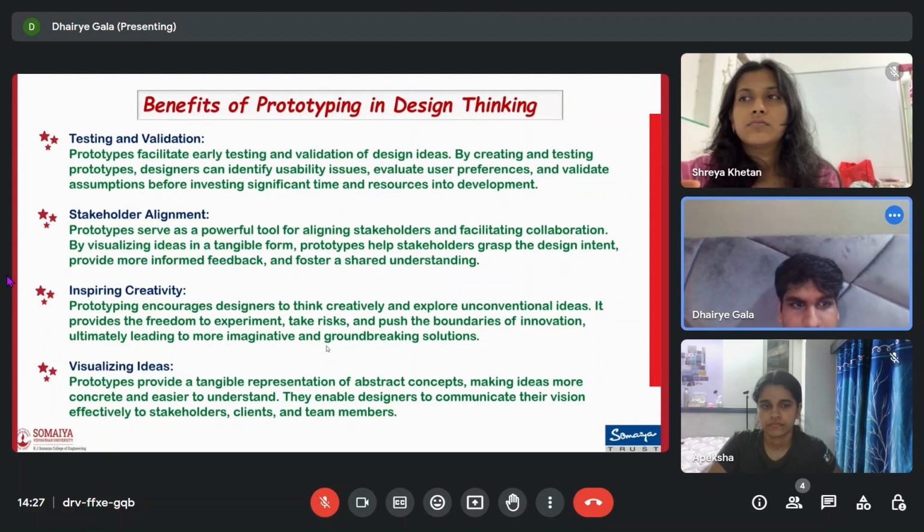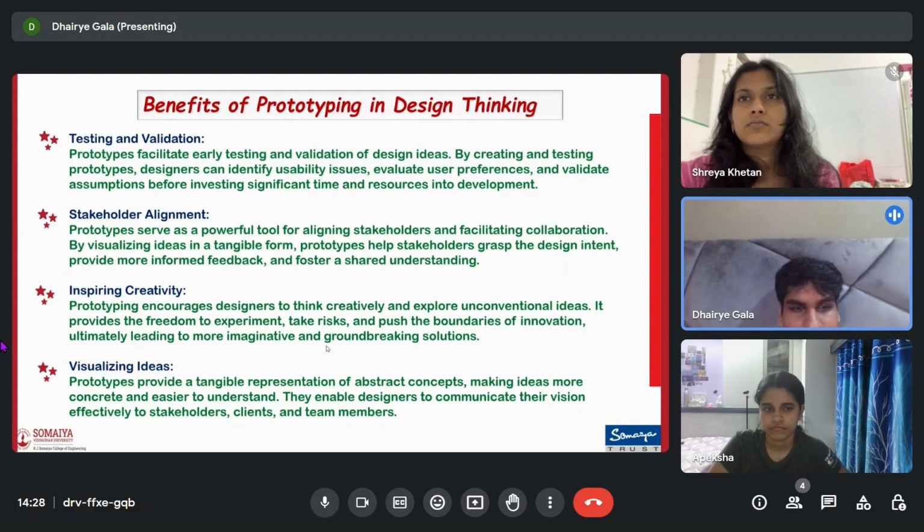Stakeholder alignment. Prototypes serve as a powerful tool for aligning stakeholders and facilitating collaboration. By visualizing ideas in a tangible form, prototypes help stakeholders grasp the design intent, providing more informed feedback.